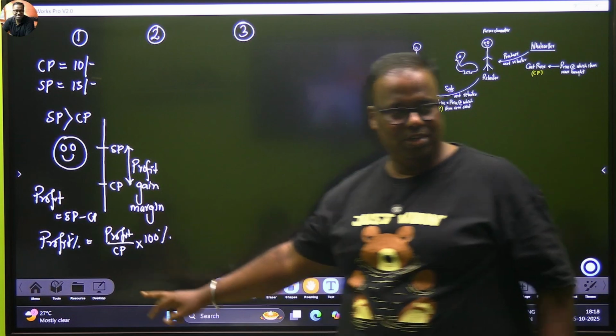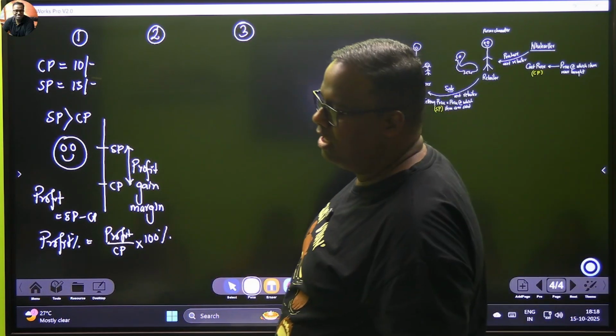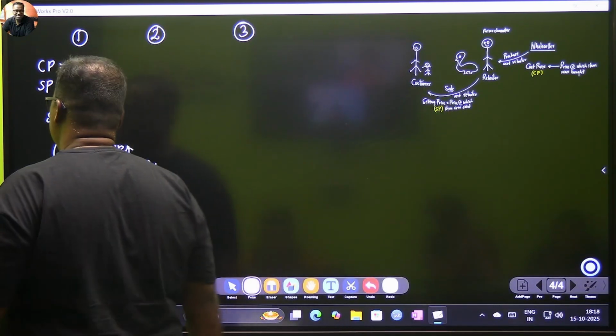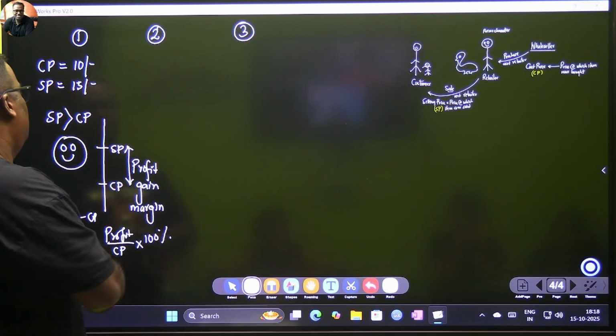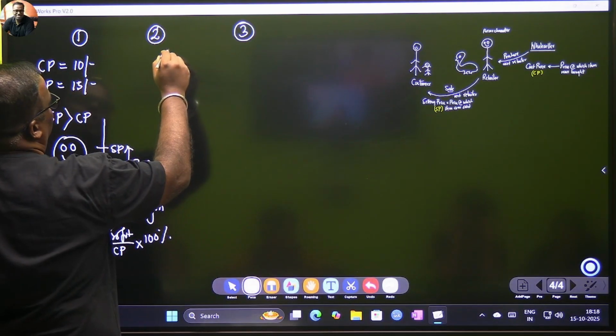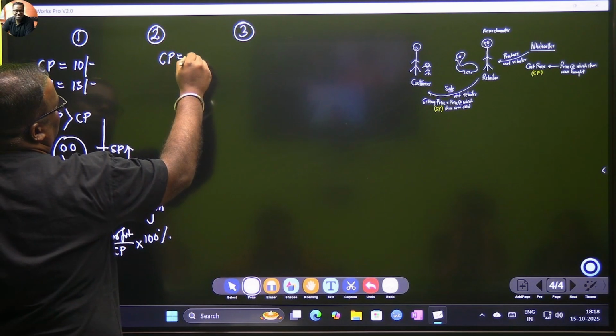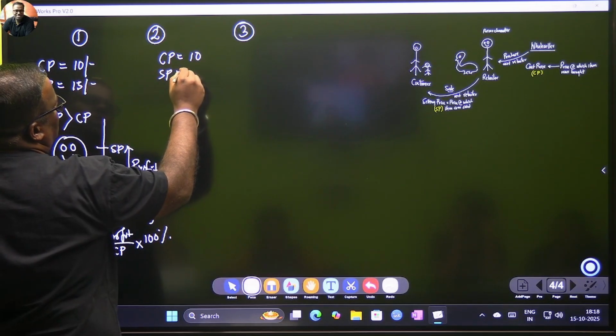Is this scenario clear? There might be some scenarios where a person in a business or in any other circumstances might end up in an issue where the cost price was around 10 rupees and due to some issue the selling price is 5 rupees.